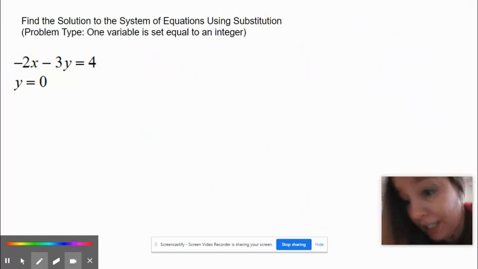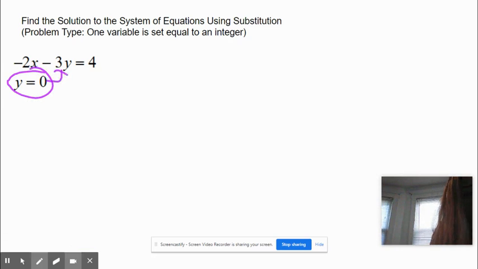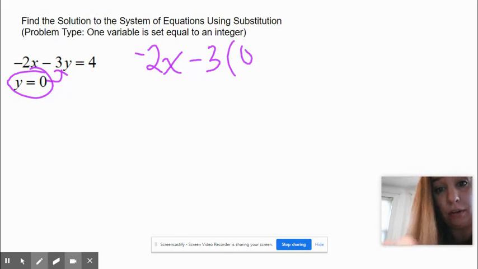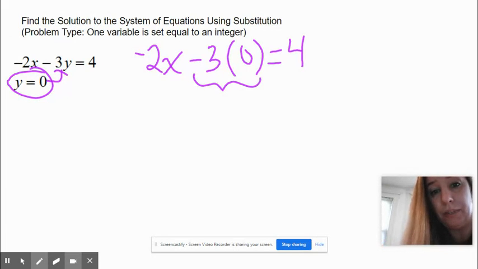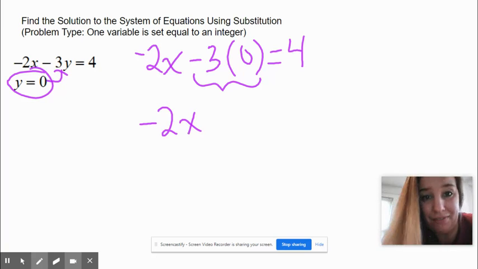All right, so once again, it tells us what y is. So we just plug this in, right? So we're going to rewrite this top equation, negative 2x minus 3. But instead of writing y, I'm going to write what y is equal to, which is 0, equals 4. Now I'm going to put that together. We have negative 2x minus negative 3 times 0, which is just 0. So it kind of just goes away.